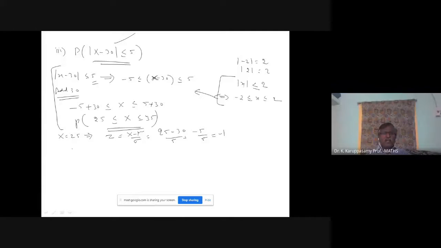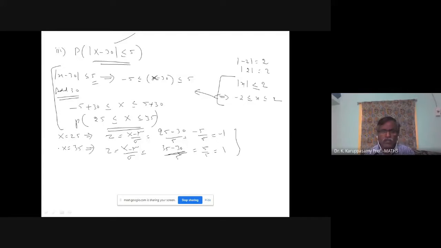When x equal to 35, what are you going to get for z? 35 minus 30 divided by 5, which is plus 1. So our variable z lies between minus 1 and plus 1.